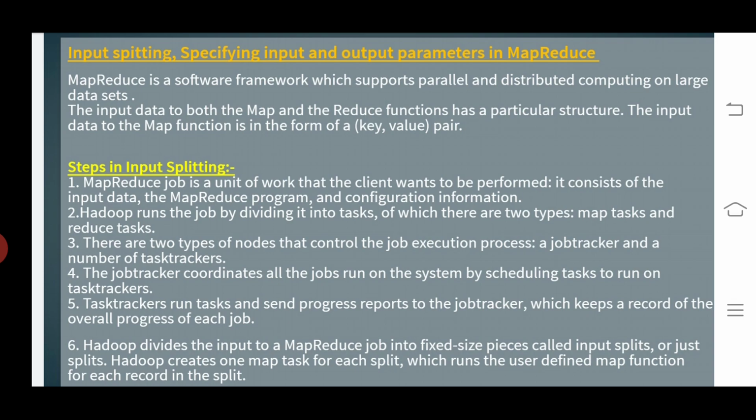Once again, I have to repeat this. Hadoop creates one map task for each split, which runs the user-defined map function for each and every record in the split. These are the steps for input splitting.